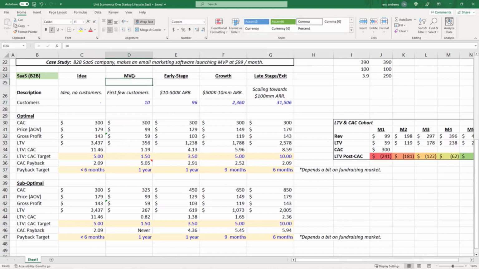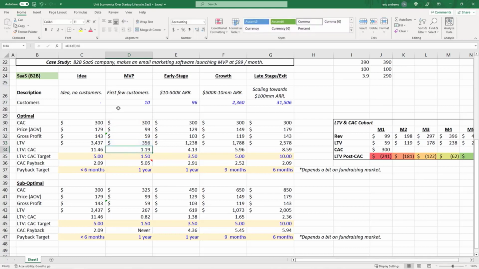Okay, so now let's talk about our MVP. So let's say we launch the product and we get our first 10 customers. That's how many customers we have. The CAC ends up being $300, and our AOV at the time is only $99, our price. So the gross profit in the beginning is only 60%, and the LTV, we're saying on average, we think customers will be customers of ours for about 6 months. So the LTV is about $356.